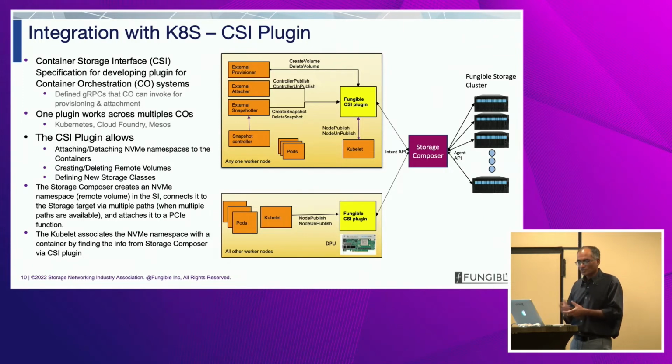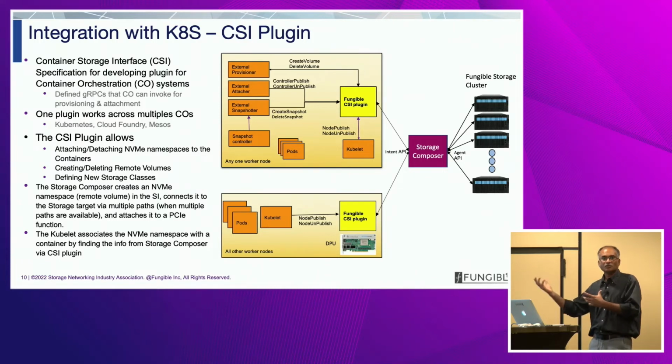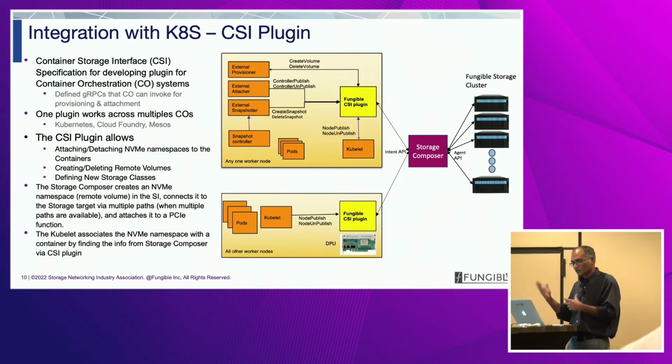These plugins allow attaching, detaching the NVMe namespaces to the containers. They allow creating, deleting the volumes, and defining new storage classes. That's one of the important features of the CSI plugin: you can define new storage classes. What it means is you have different types of volumes with different properties. You can define all of them as new storage classes, and then decide which storage class you want to create and associate with which VMs or containers.